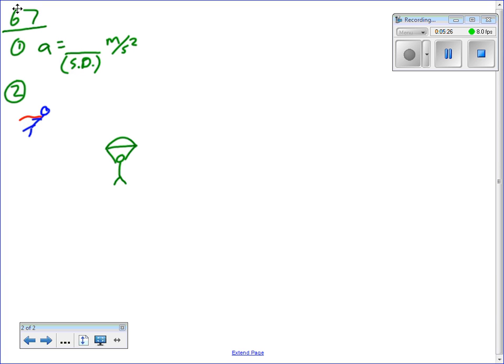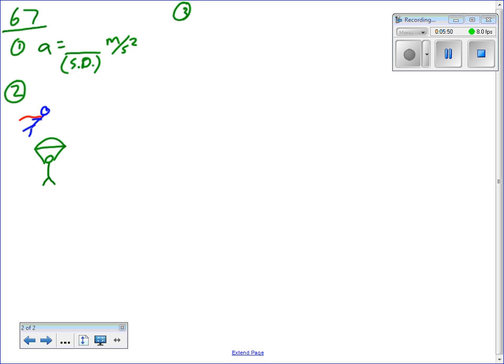At a terminal velocity of 140 kilometers per hour. Now, step 3, we'll put the numbers in, but I'm going to break this up a little bit. I'm going to put it up here. So step 3 is to take the numbers that we're given.